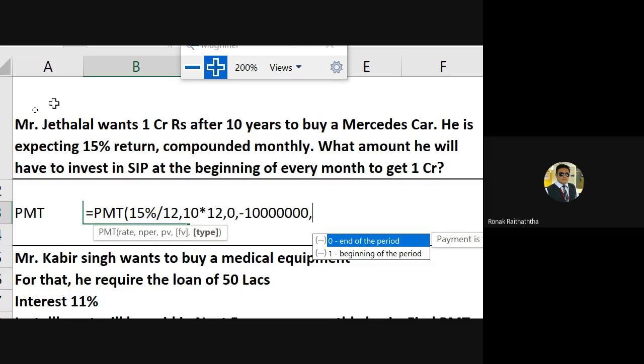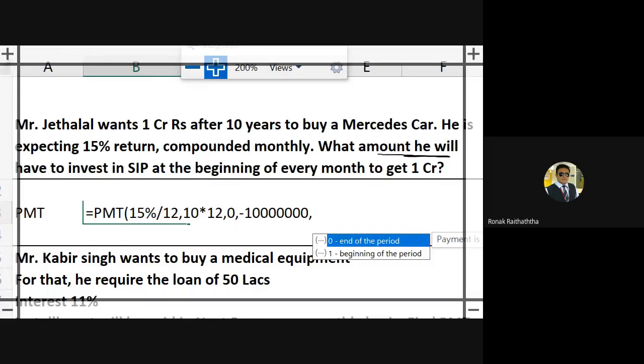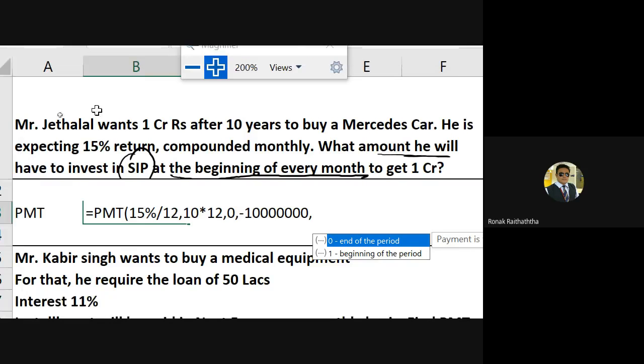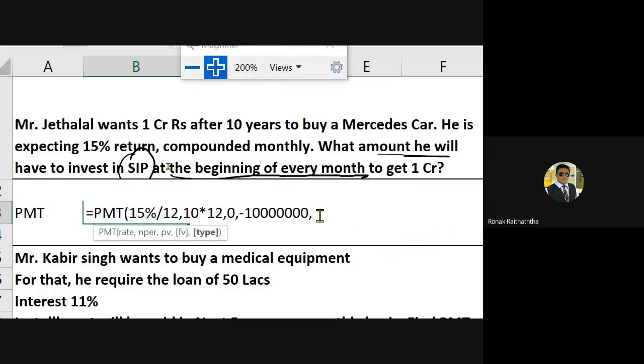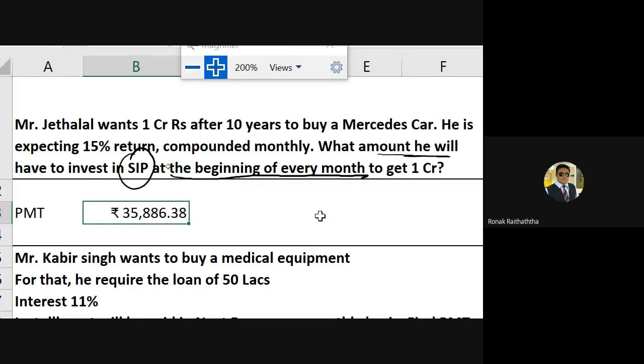Then it asks the type. Can someone tell me what will be the type of annuity? See, it asks what amount he will invest in the SIP at the beginning of every month. So it's annuity due, at the beginning of every month. That means I need to put 1 instead of 0. 0 is for the annuity at the end of the period. Closing the bracket, pressing enter, and I must tell the answer to Mr. Jethalal.